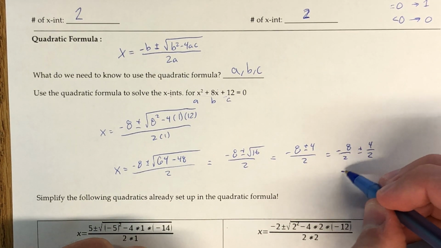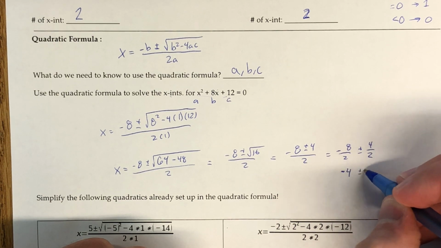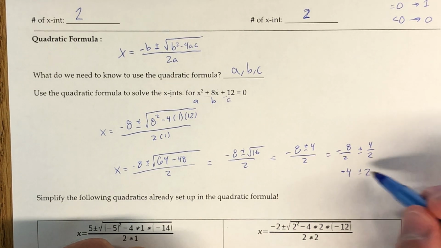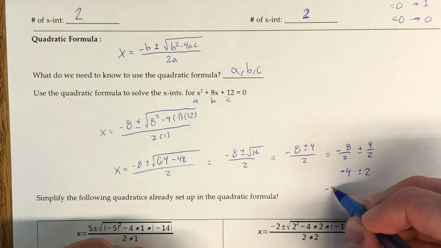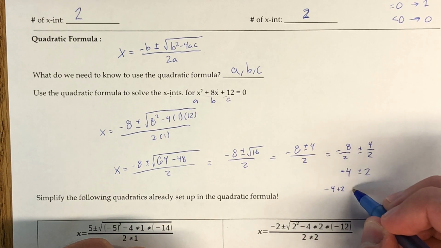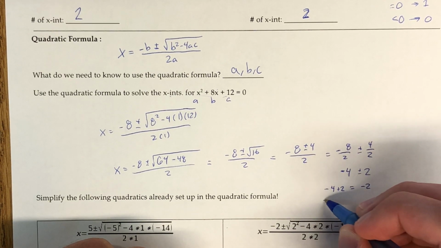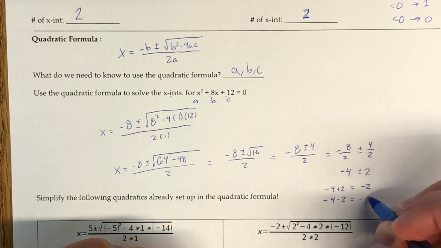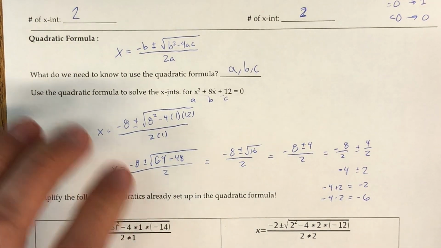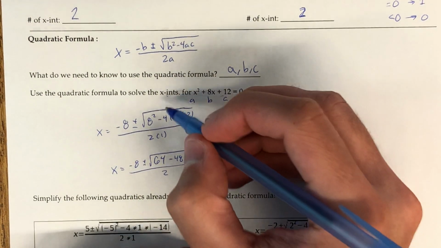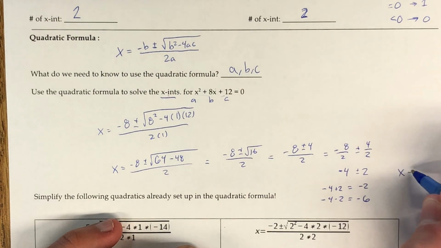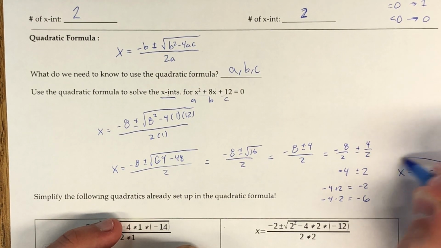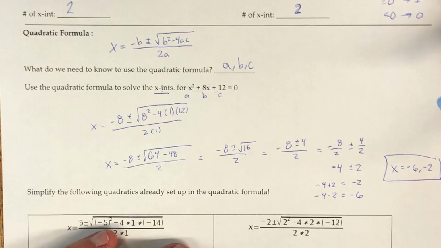Negative 8 divided by 2 is negative 4. 4 divided by 2 is 2. So we have negative 4 plus or minus 2. So our answers would be negative 4 plus 2, which is negative 2, and negative 4 minus 2, which is negative 6. So our solutions, or x-intercepts, or roots, would be negative 6 and negative 2.